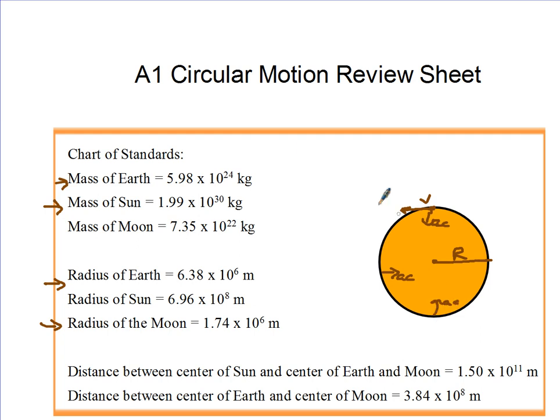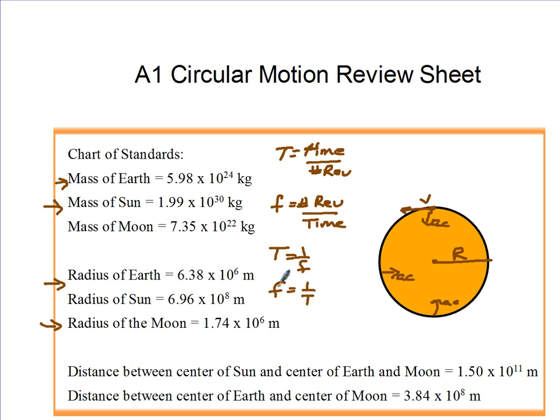You need to make sure you can calculate the period, which is the total time divided by your number of revolutions. The frequency is the number of revolutions divided by the total time. If you have one of these, you can also remember that period is just 1 over frequency, or frequency is 1 over period. Never really sure which form of the formula I'll give you, but you can use either one of those.